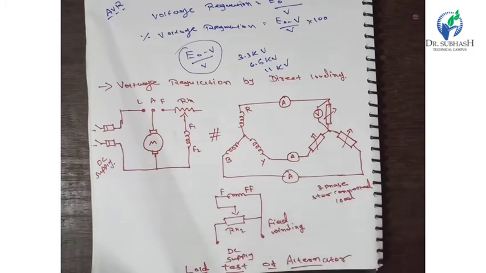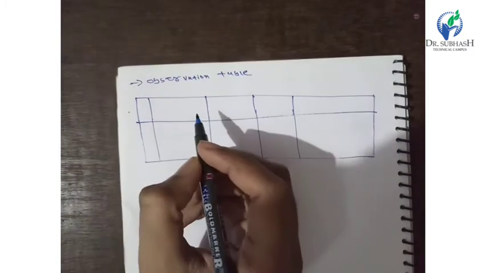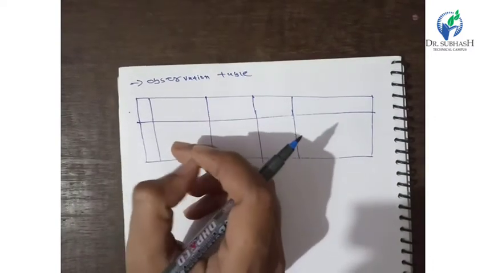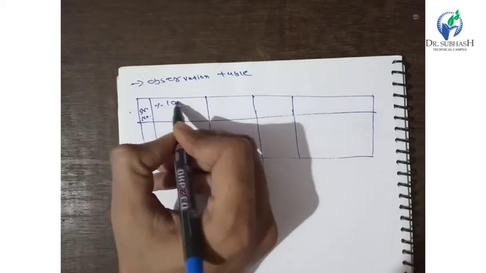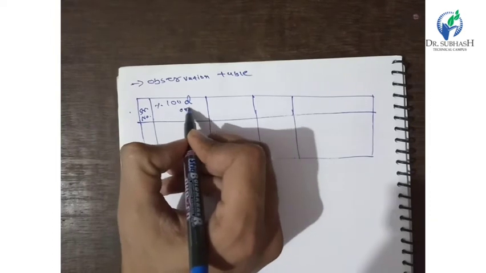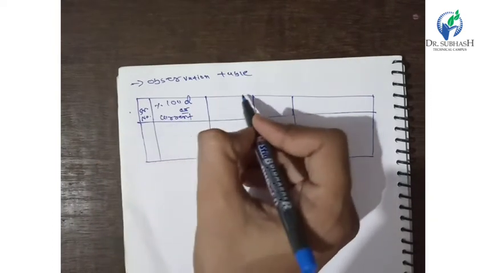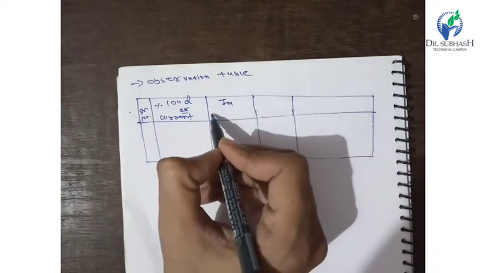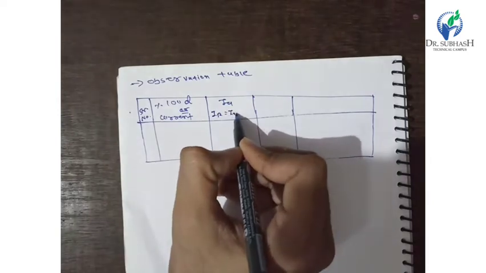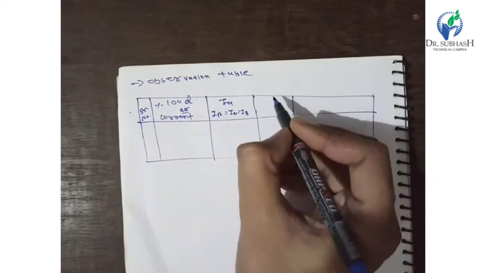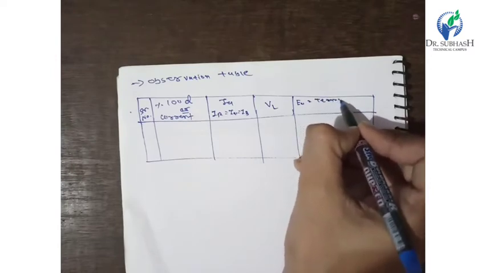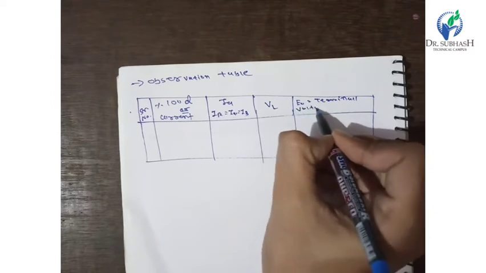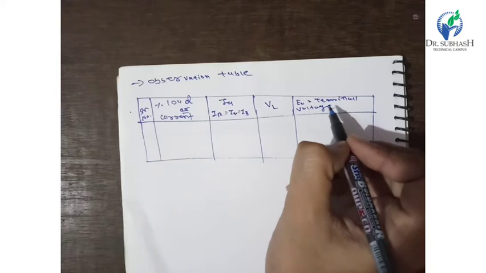In the observation table, the following parameters are noted down: percentage load or current; next is armature current IA, which is known as IR equal to IY equal to IB; next is voltage on load condition; and next is E0, which is known as the terminal voltage when the load is thrown off.